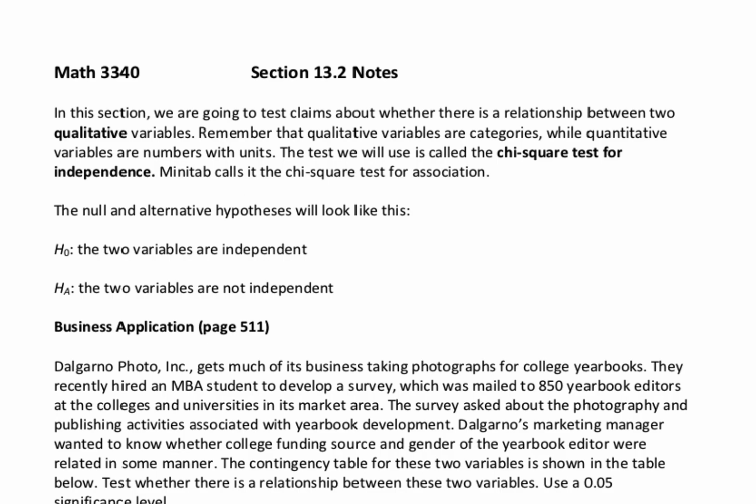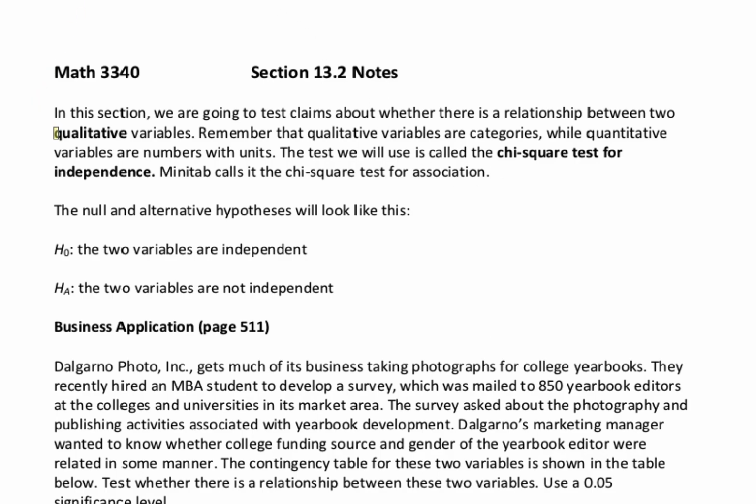In this video for section 13.2, we're going to talk about a new type of test called the chi-square test for independence, or Minitab will call it the chi-square test for association. This test is used to test claims about whether there is a relationship between two qualitative variables.